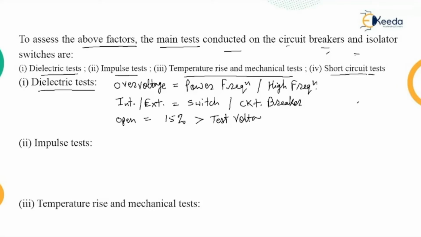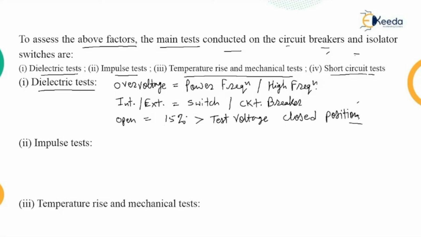The test voltage in the open position must be 15% higher than the test voltage used when the breaker is in closed position. So in fact, under closed position, the required test voltage is less, whereas under open condition, the required test voltage is to be higher. The reason is that under closed condition, the circuit breaker or the isolator switch is closed, and therefore the breakdown occurrence under dielectric test is less.